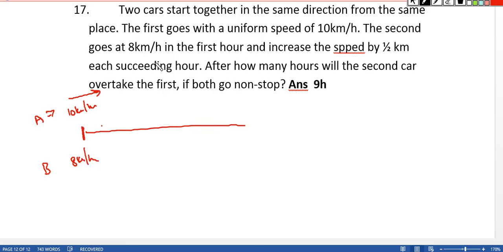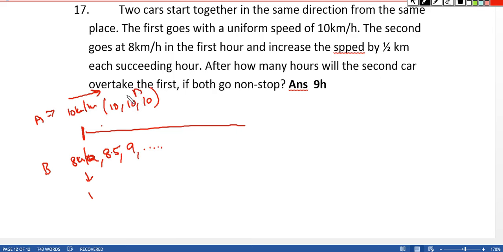So this guy car B, it travels at 8 km per hour in the first hour, and he increases his speed by half a kilometer each succeeding hour. So what does that mean? In the first hour it travels 8 km, in the second hour it travels 8.5 km, in the third hour it travels 9 km, and his speed goes on like that. But this guy goes at a constant speed. First hour 10 km, second hour 10 km, third hour 10 km.